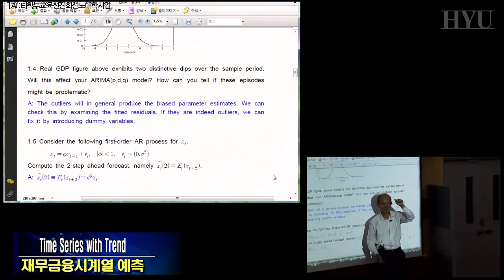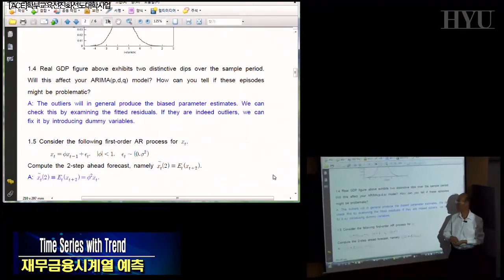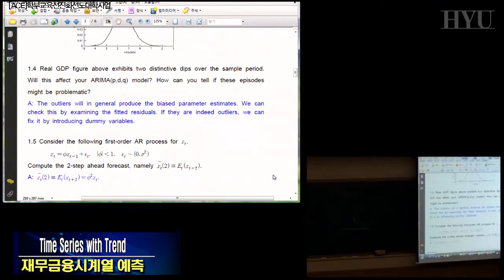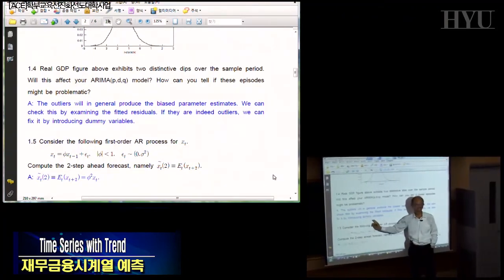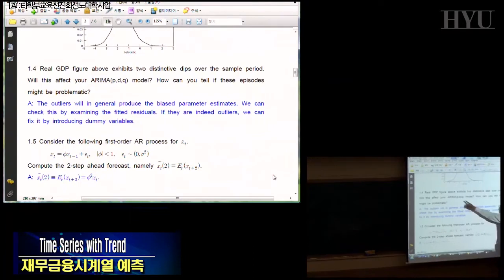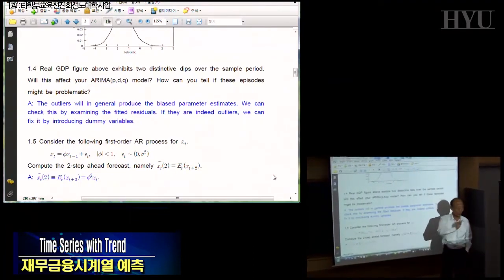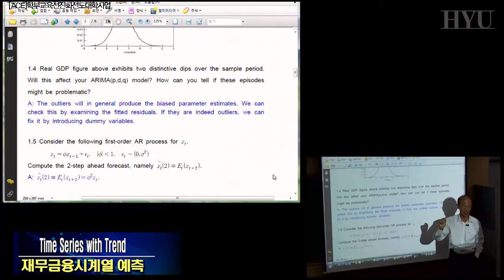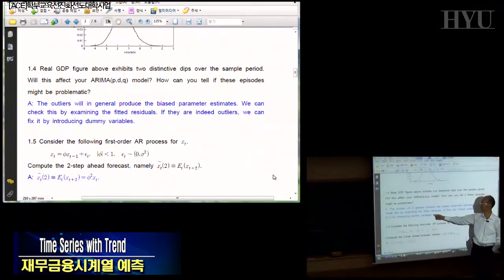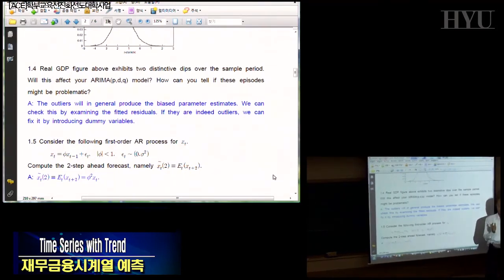Then usually fit gets better, and one of the reasons why we introduce dummy variable in such circumstance is that if you ignore dummy variable when you actually need one, the estimated coefficient for this part could be biased. We can show it algebraically. Sometimes that bias could be very big. So if you find something maybe referred to as outlier, then introduce dummy. That's the simplest remedy.